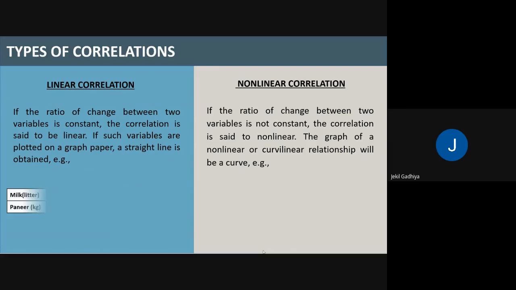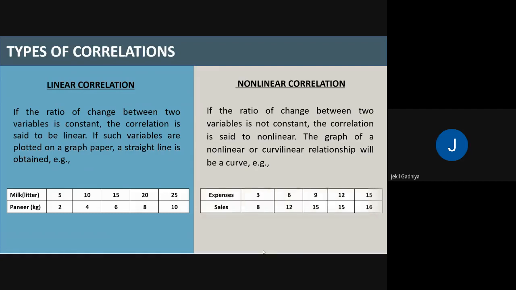So, in this example, you can see that the ratio is fixed in each and every data. For the first data, it is 5 by 2. For the second, it is 5 by 2 again. Up to the last, 25 over 10, that means it is 5 by 2. Right. And in non-linear, you can see that in each and every value, the ratio changes.